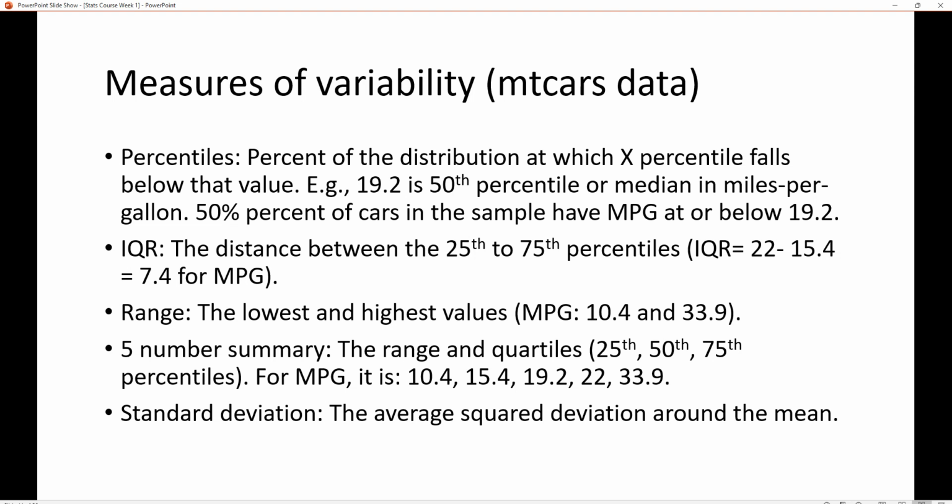And another measure of variability is the standard deviation. This is one of the most common ones we use. It gives us a lot of information and allows us to look at our data in different ways. The standard deviation is the average squared deviation around the mean. So it gives us an idea of what kind of variability is around our mean, or our center.